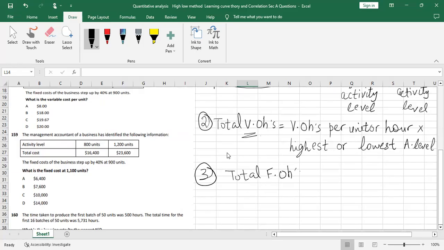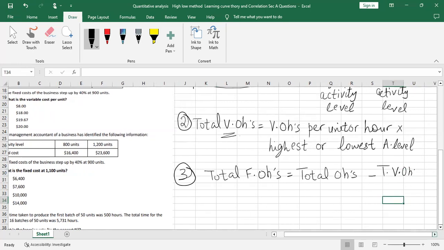fixed overheads. It is equal to total overheads minus total variable overheads. And you have calculated your total variable overheads in step number two. But remember one thing, if you are using total overheads for the highest activity level, then you will use total variable overheads from the highest activity level.